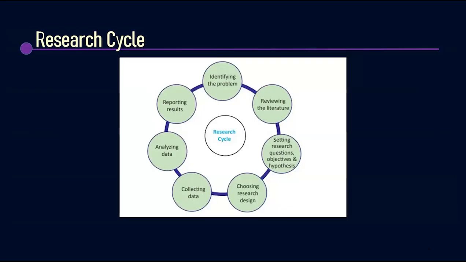You must have remembered this research cycle I presented a couple of videos ago. Any research starts with identifying the problem, then reviewing the literature, then you set research questions, objective and hypothesis, and then comes choosing the appropriate research design. At this stage, after you choose the research design, you write the research proposal either to submit to the institutional review committee or funding agencies for funds.